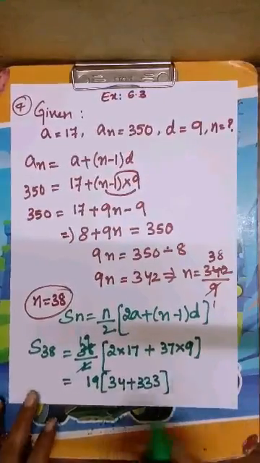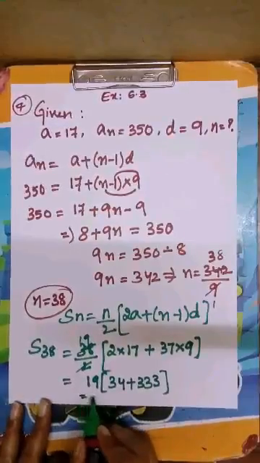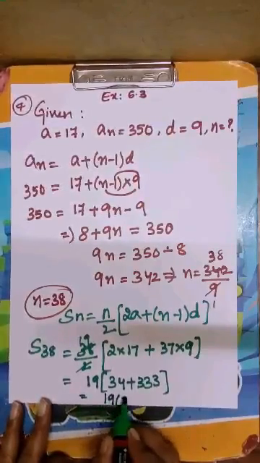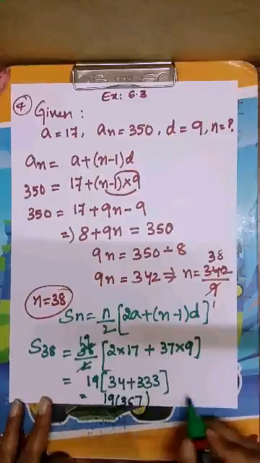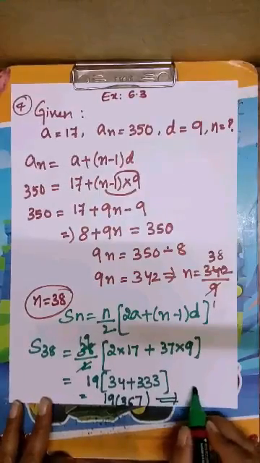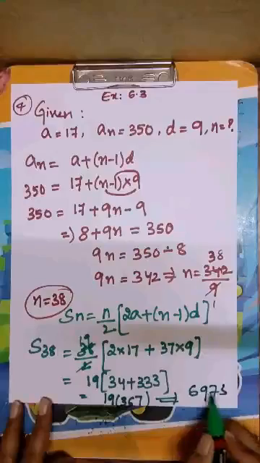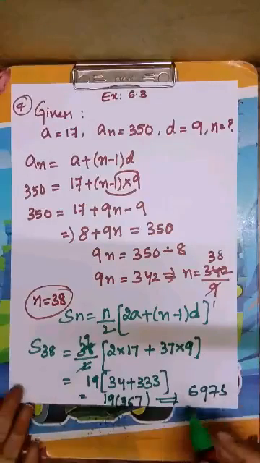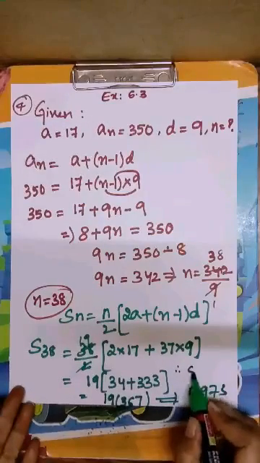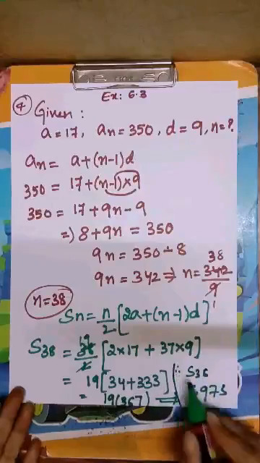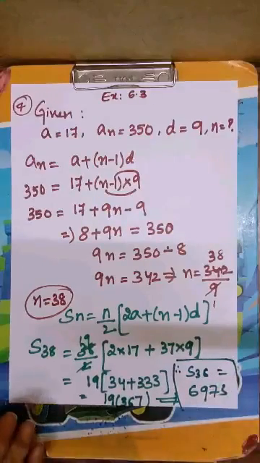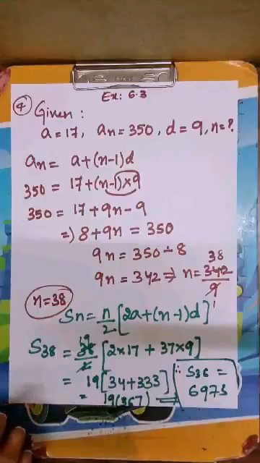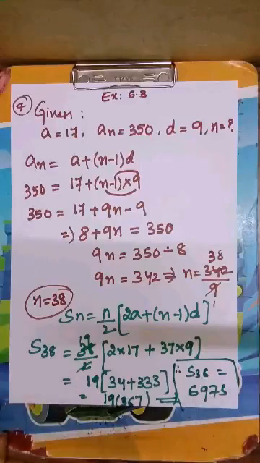When you add this, that is 19 into 367. Multiply 19 into 367, 6973. Therefore, S38 is equals to 6973. Now let's move to the next question.